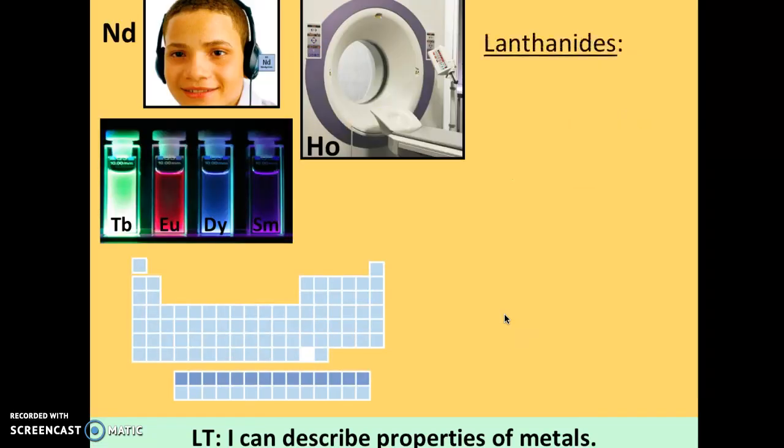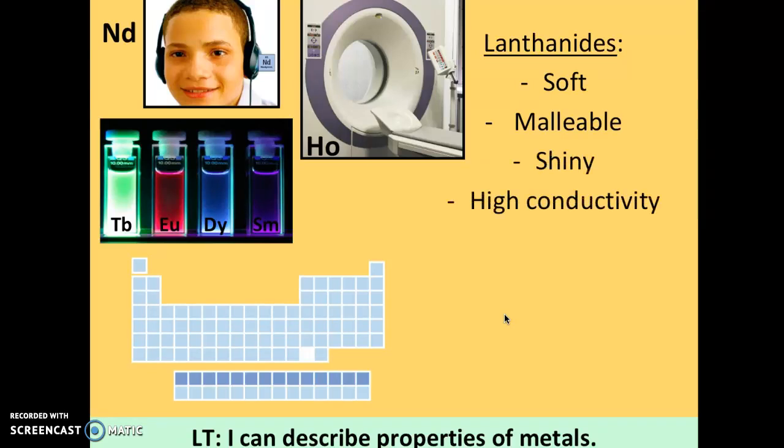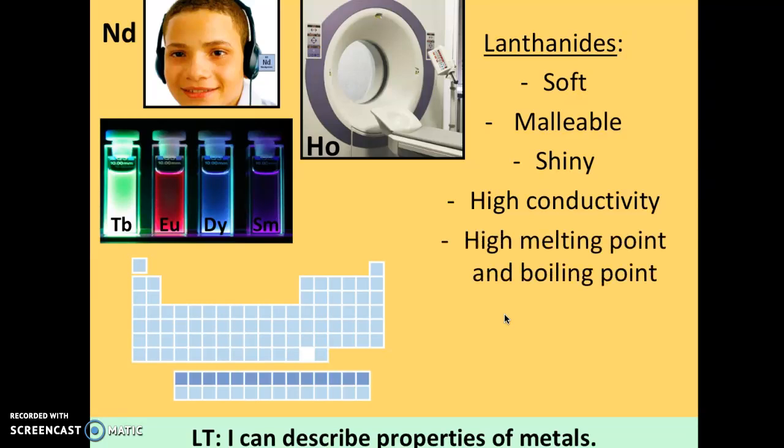All right, the next group is lanthanides. These are soft metals. They are malleable. They are shiny. They have high conductivity. They have high melting points and boiling points. They're very reactive. They burn easily. Okay, and some examples to put on the line there.